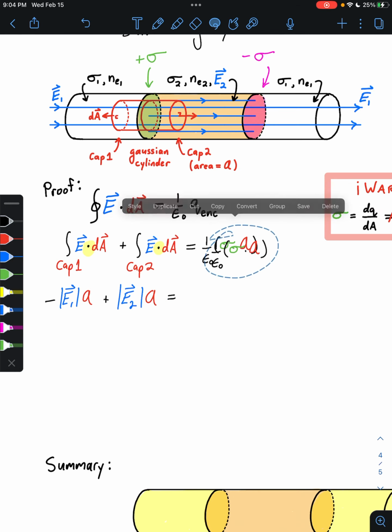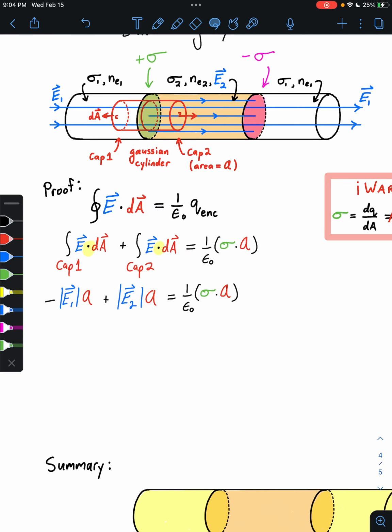And that equals the same thing on the right-hand side. At this point, we've got an area of our cap of the Gaussian cylinder that we can cross out. And we will now apply an earlier conclusion that in order to keep the current into that region equal to the current coming out of that region, we must have the same current density in both region 1 and region 2.